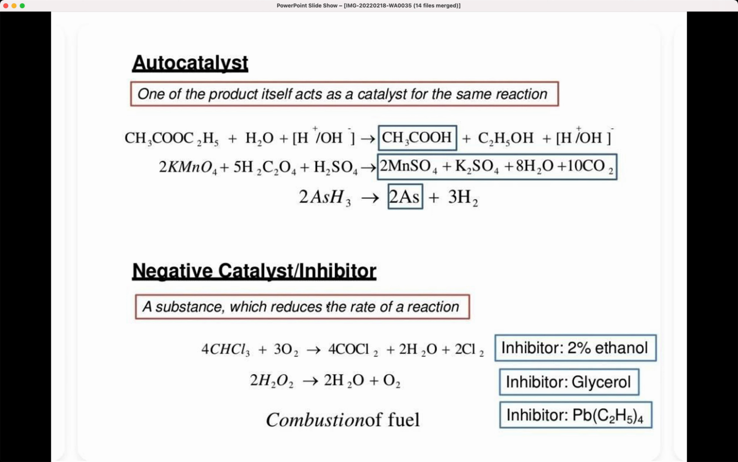Similarly, a negative catalyst or inhibitor is a substance which reduces the reaction rate. You can see for this particular reaction, the inhibitor is 2% ethanol, here 2% glycerol is the inhibitor, and for fuel combustion Pb(C2H5)4 is the inhibitor. Remember, they will give you the reaction and might ask what can be used as an inhibitor. From the choices you should know to distinguish the correct inhibitor.